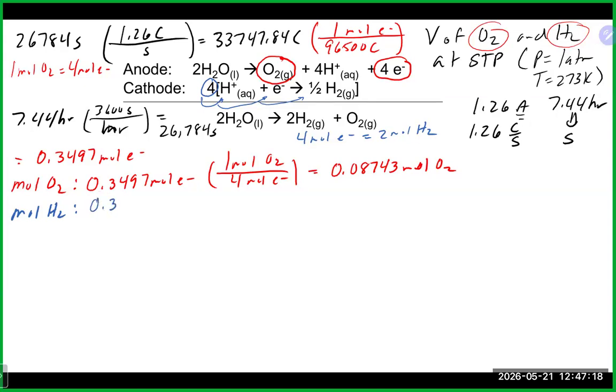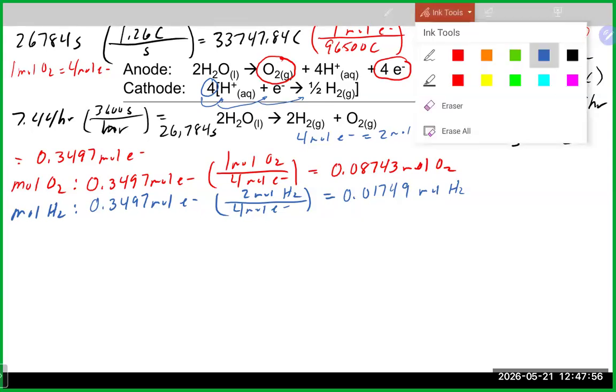So again, using our moles of electrons and the relationship we got from the equation, which is 4 moles of electrons is 2 moles of hydrogen gas. And again, you could do 1 to 2 on that as well, which obviously is the same thing. And that's going to get us 0.01749 moles of hydrogen. Any questions so far?